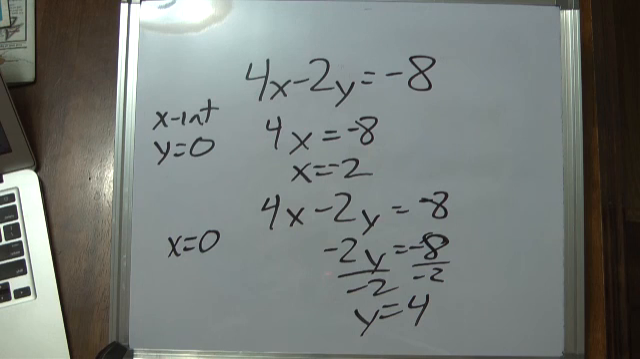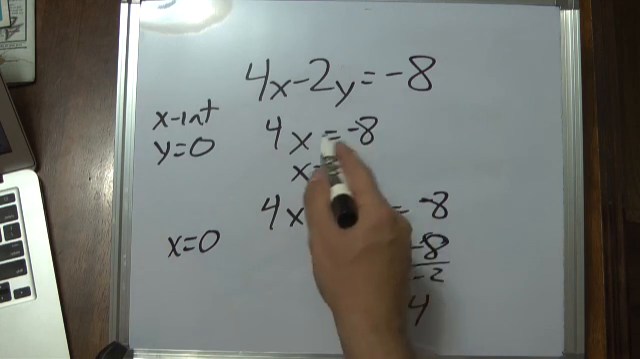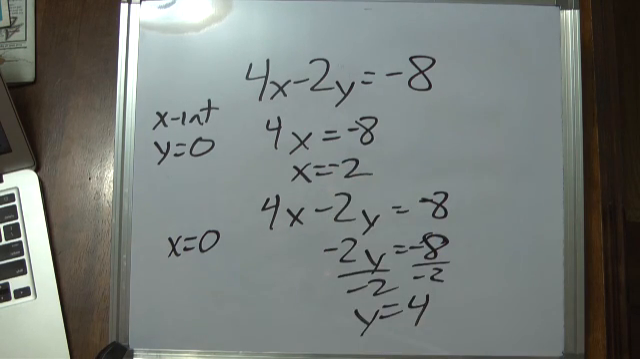How about negative 2, Mr. Quarter? That makes more sense. When you divide both sides by 4, x equals negative 2. Now which one makes the most sense? And it's choice A. Choice A has an x-intercept of negative 2 and a y-intercept of 4.